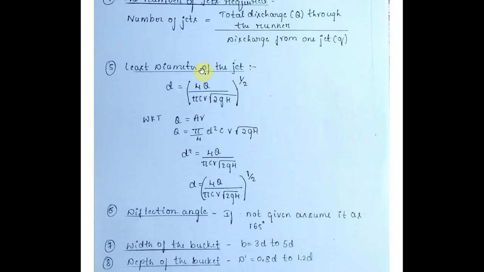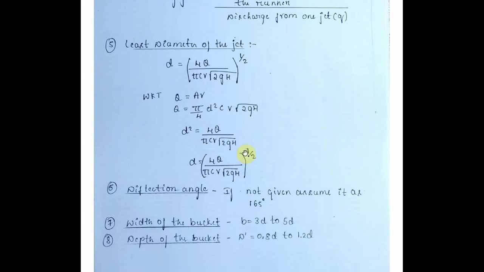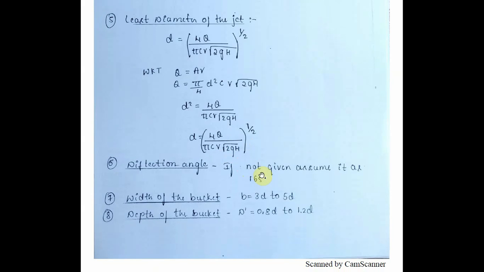Then to find the least diameter of the jet, d equals (4Q divided by pi Cv root of 2gH) to the power 1 by 2, where Q is equal to A into V, Q is equal to pi by 4 d square into Cv root of 2gH. Then d square is equal to 4Q divided by pi Cv root of 2gH, then d is equal to (4Q divided by pi Cv root of 2gH) to the power 1 by 2. Then the deflection angle: if not given in the problem, you have to assume 165 degrees.